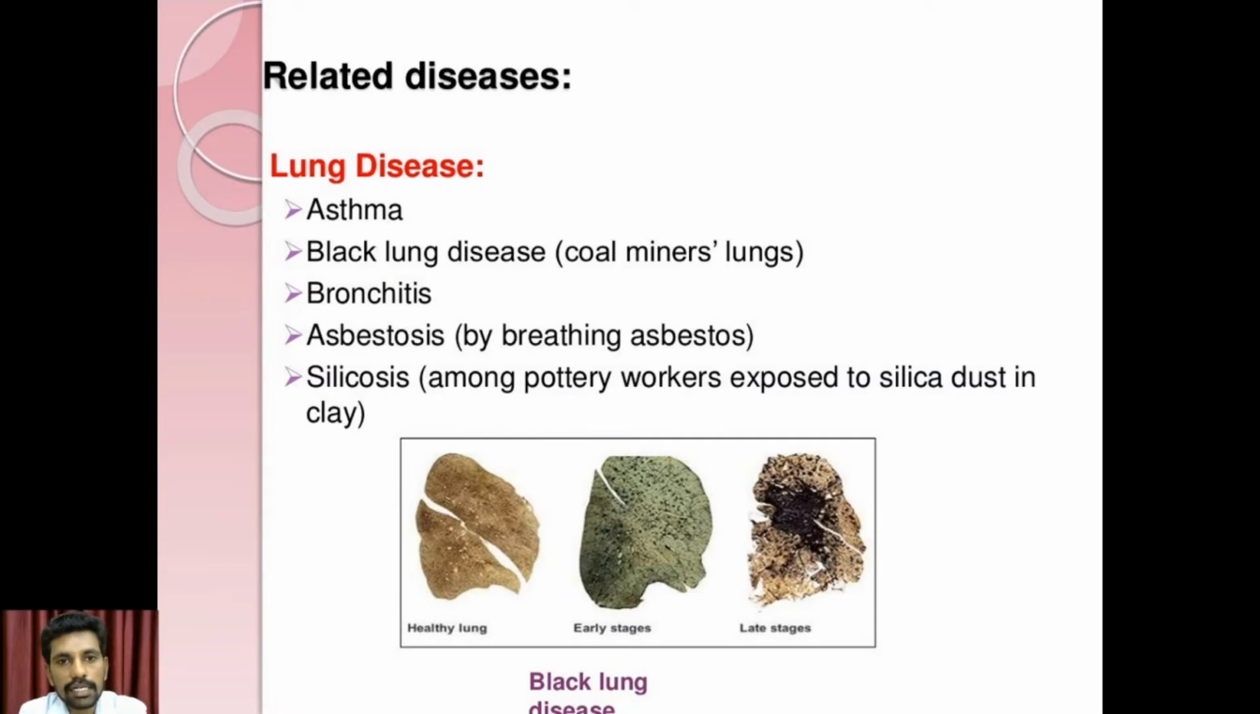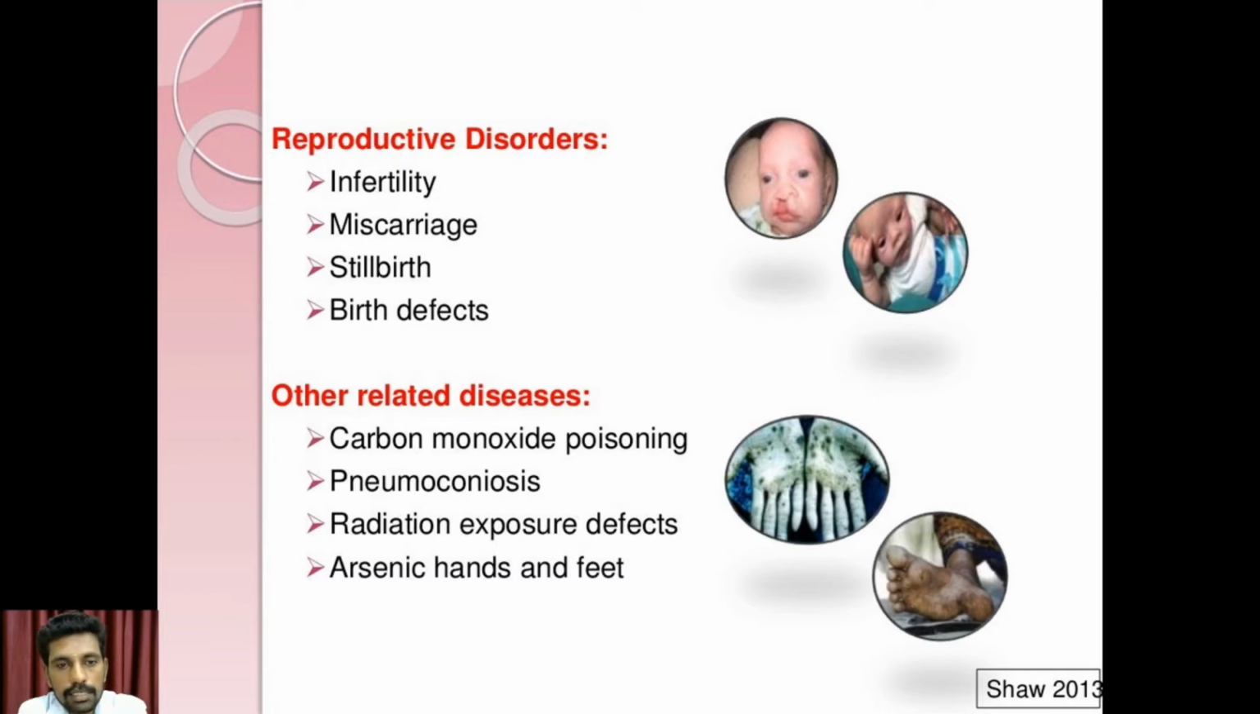Some related disorders include lung diseases: asthma, black lung disease, also called coal miner's lung, bronchitis, and asbestosis, which is caused by breathing asbestos. And finally, silicosis, which is caused among pottery workers exposed to silica dust present in the clay. The figures denote healthy lungs, the early stage of lungs affected by xenobiotics, and the later stage of lungs enormously affected by xenobiotic compounds. They also produce reproductive disorders, infertility, miscarriage, stillbirth, birth defects, etc.